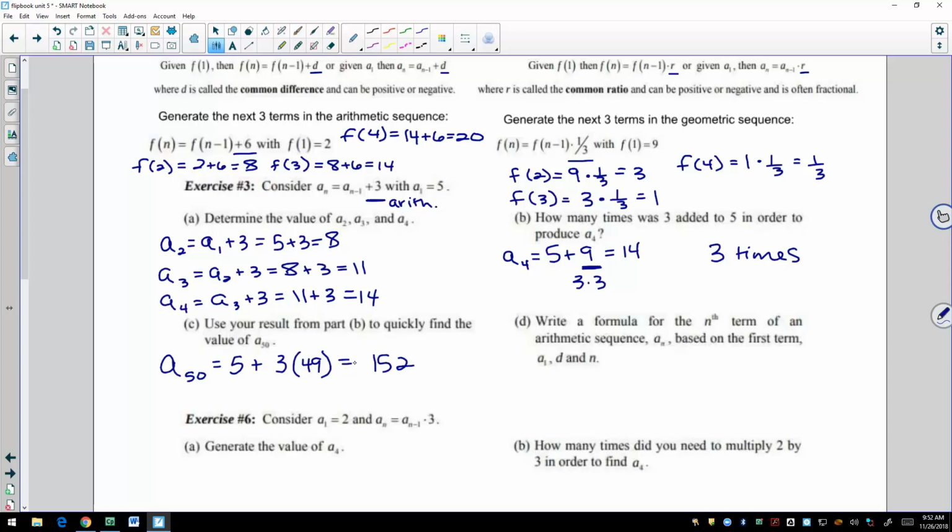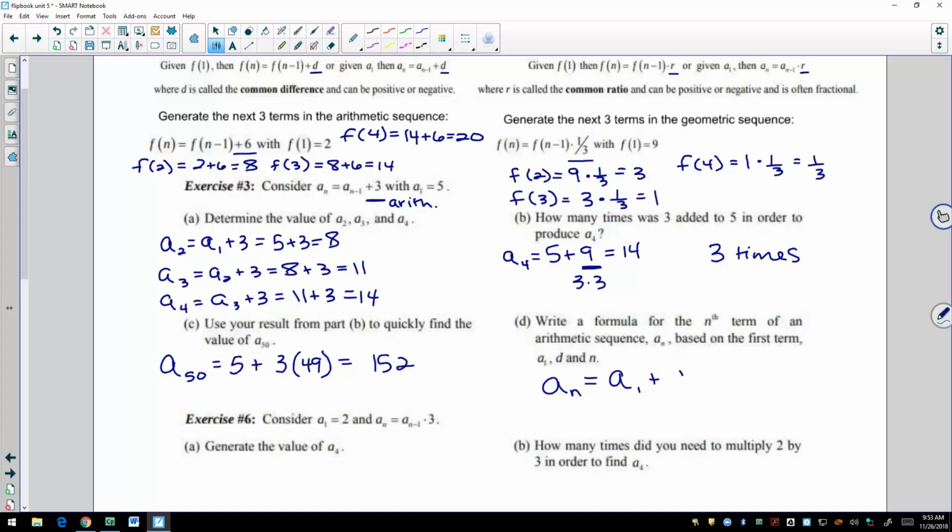Now we can use our pattern of what we've noticed to come up with a formula to find any term. You could find the 1,000,000th term using this formula. So to find a sub n, any number n, you're always going to start with the first output. We start with 5 in this case. And you're going to add on one less than whatever term you're finding.